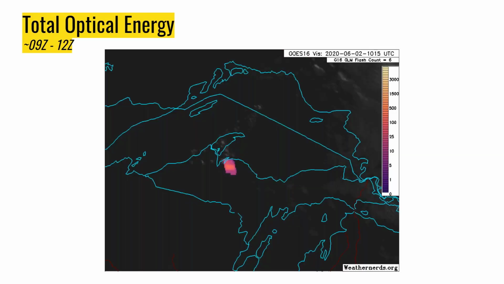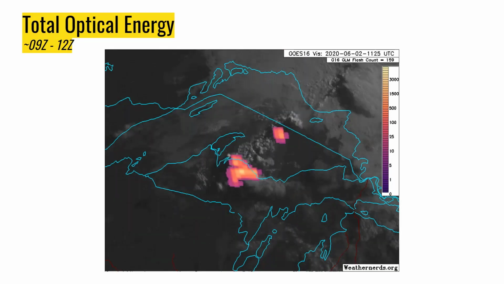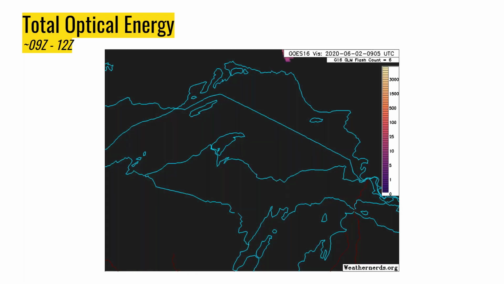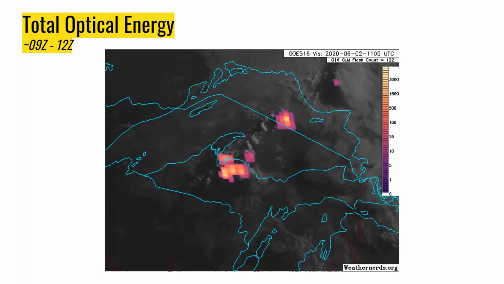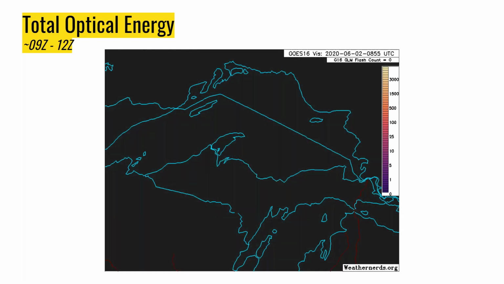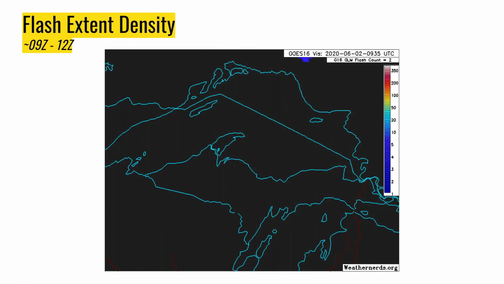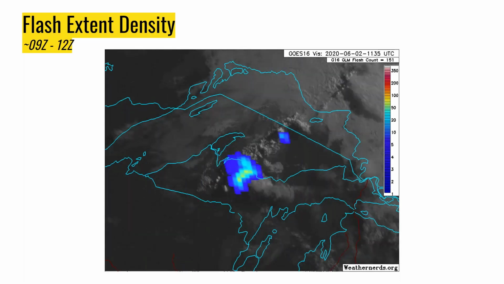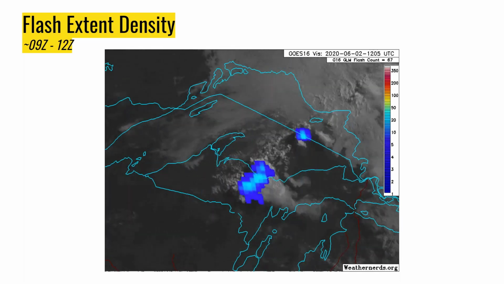So here's the total optical energy product between about 9 and 12 Z that morning. You can see the sun rising with the visible satellite imagery there. You can see that lightning activity really picking up. And again, once I went back and revisited it, there was a pretty noticeable uptick about 10 minutes before that severe LSR was issued. And here's the FED, or flash extent density product, for that same time period.